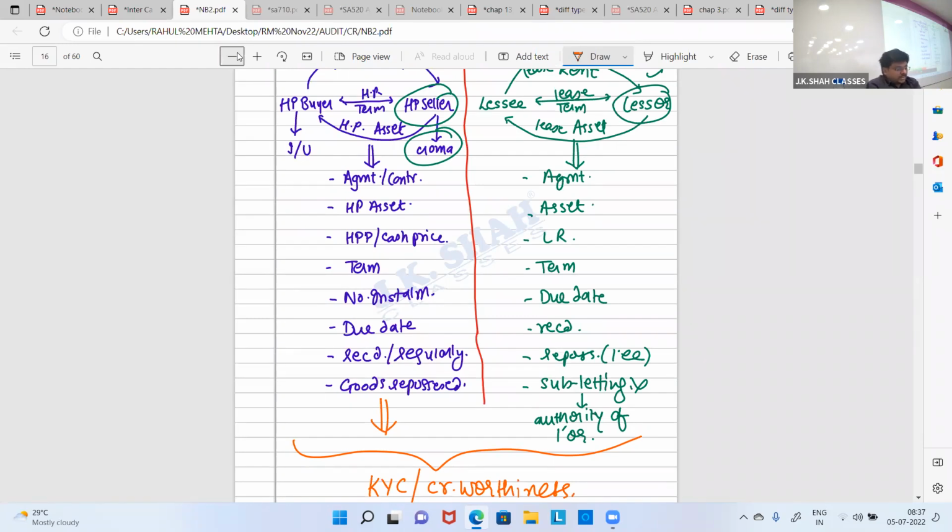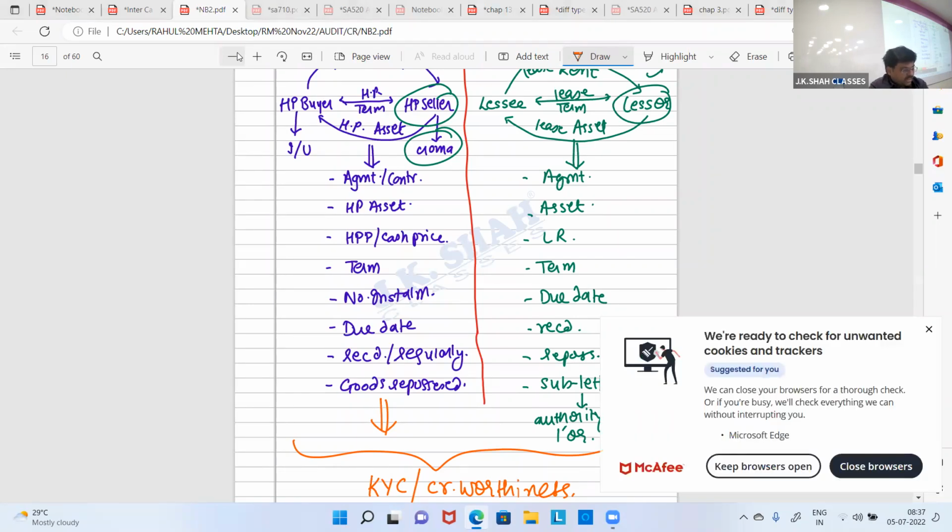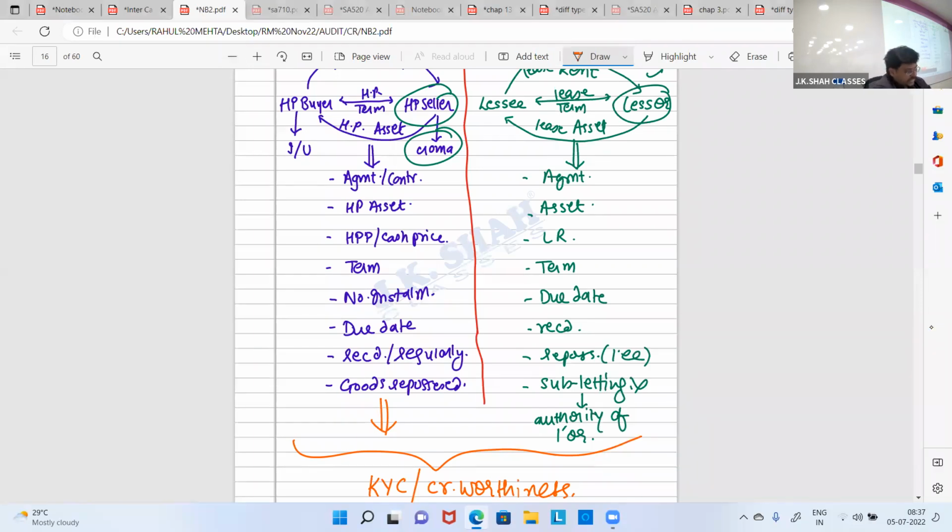Under what? Which receipt? Repossess, that is for received. Repossess, lease. Subletting not allowed. Authority is needed, and lease. Done. Yeah. Last 30 seconds, class.